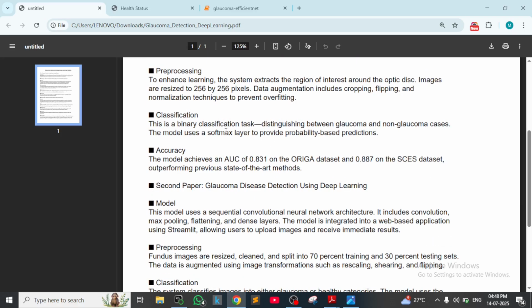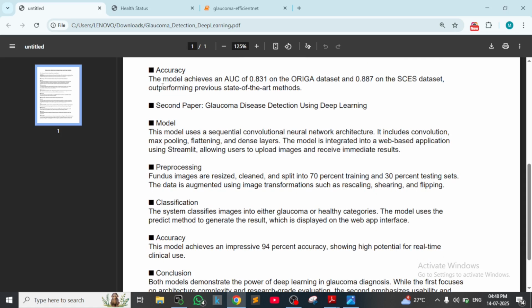Classification: this is a binary classification task, distinguishing between glaucoma and non-glaucoma cases. The model uses a softmax layer to provide probability-based predictions. Accuracy for this model: the model achieves an AUC of 0.831 on the ORIGA dataset and 0.887 on the SCES dataset, outperforming previous state-of-the-art methods.